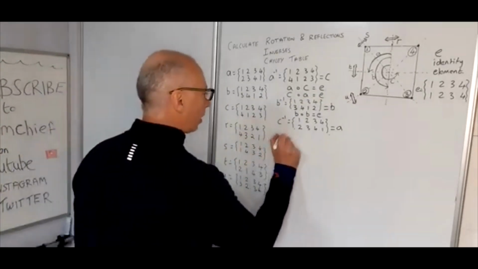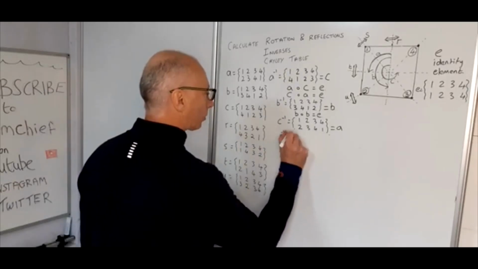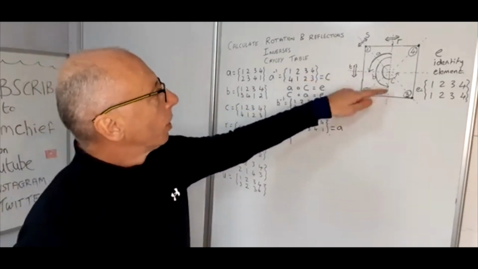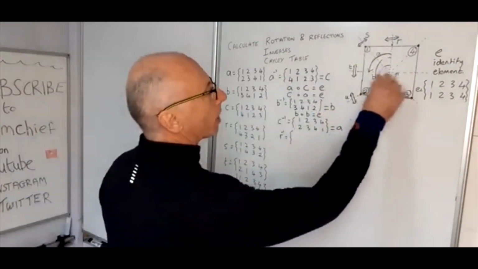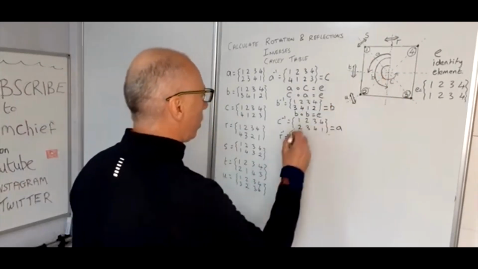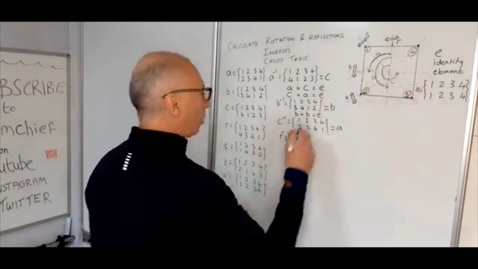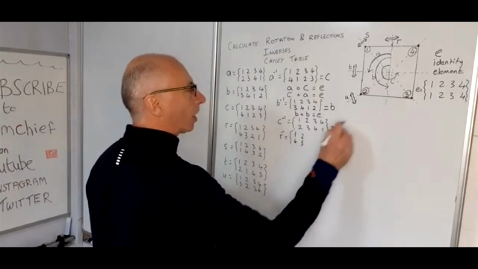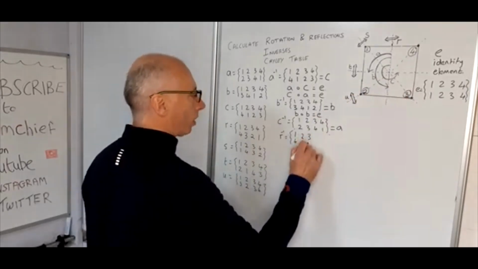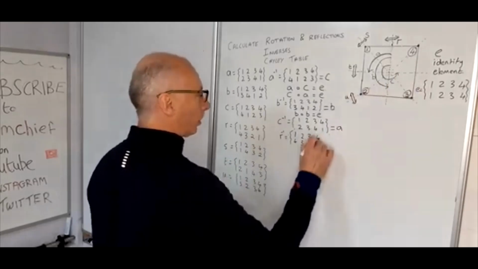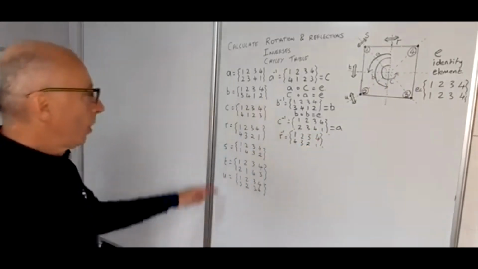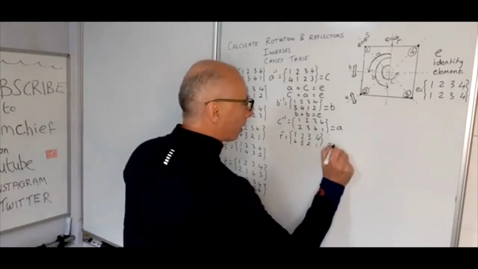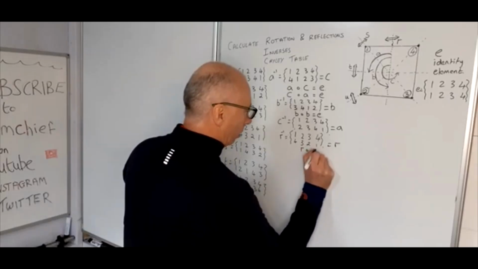Okay, R. So what about the inverse of R? So R is a rotation, sorry, a reflection through this axis here. So for 1, we would have had to start it at 4. So 2 would be 3. 3 would have been 2. And 4 would have been 1. So which one is this equal to? So this one is equal to R. So here what we can say is that R is also self-inverse.